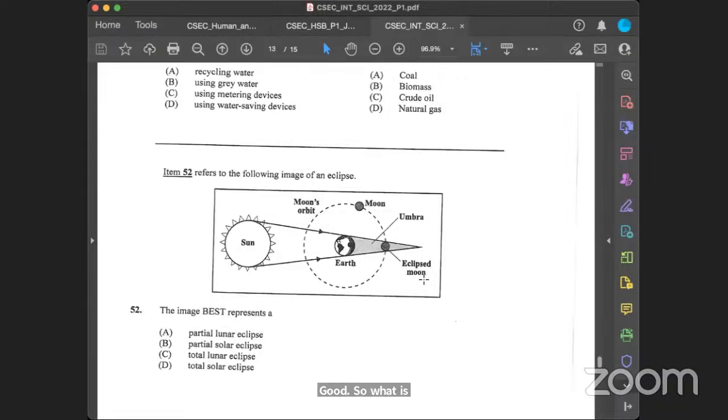And it says, let's see, total lunar. What's the answer there? It's gotta be something to do with lunar, right? Total lunar eclipse. Yeah. C is your best option there. It'd be partial if maybe it wasn't completely in a straight line.